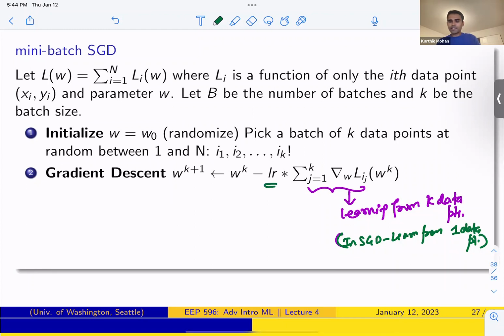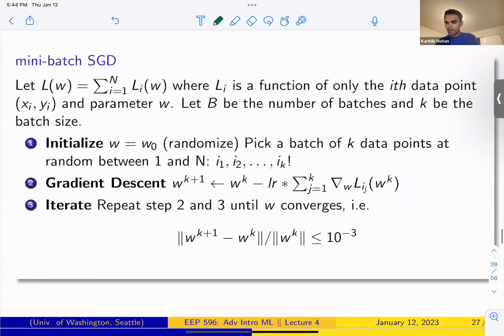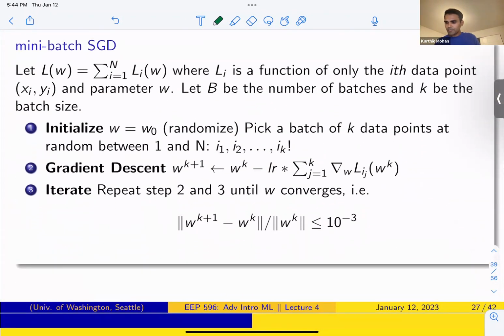And you still have a learning rate because you don't want to overstep and increase the loss function. And then you repeat, so this is 2, this is 3, this is 4. So repeat steps 2 and 3 until you converge. So that's the same.